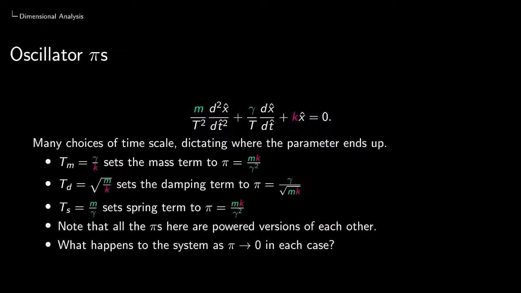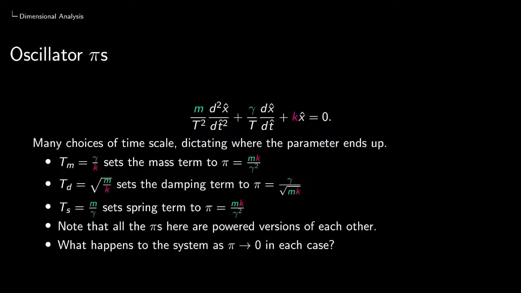And so it's really one dimensionless parameter. It's just flavored a couple of different ways, depending on how you want to specify the time scale of the problem. Oftentimes, one will make more sense than another. And then the question arises: what happens to the system as pi goes to 0 in each case? And that asks what it basically means for these different variables.